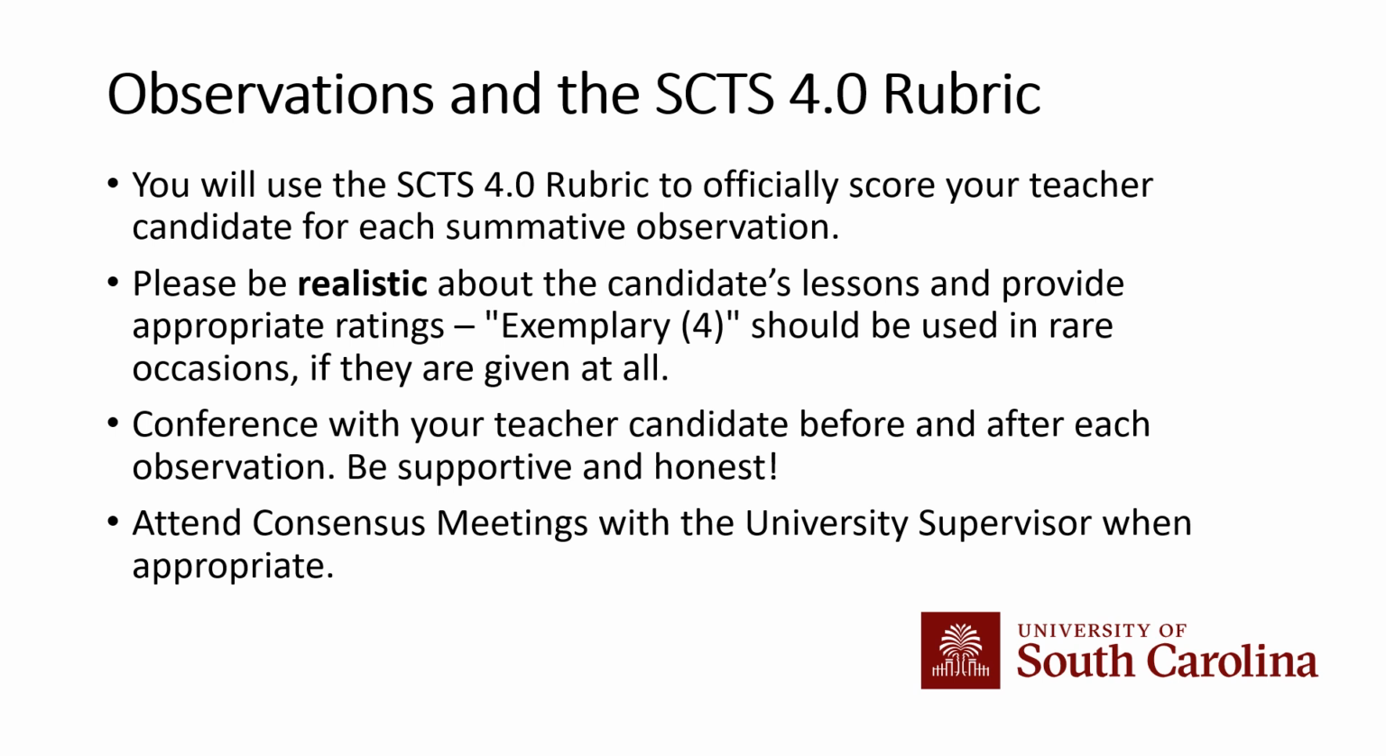Observations and the SCTS 4.0 rubric. You as a coaching teacher will use the SCTS 4.0 rubric to officially score your teacher candidate for each summative observation. Please be realistic about the candidate's lessons and provide appropriate ratings. Exemplary, the number 4, should be used in rare occasions if they are given at all. Conference with your teacher candidate before and after each observation. Be supportive and honest. Attend consensus meetings with the university supervisor when appropriate.